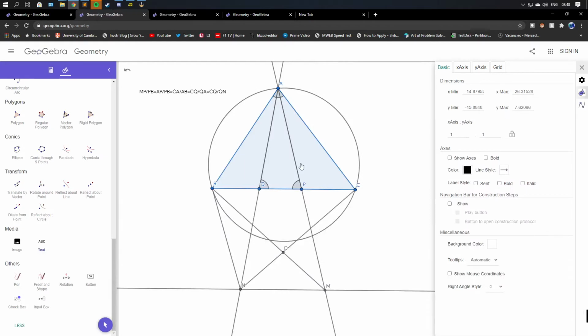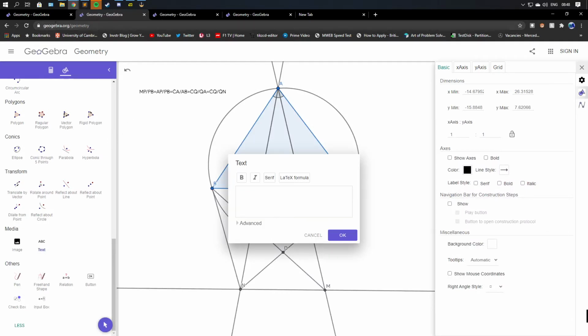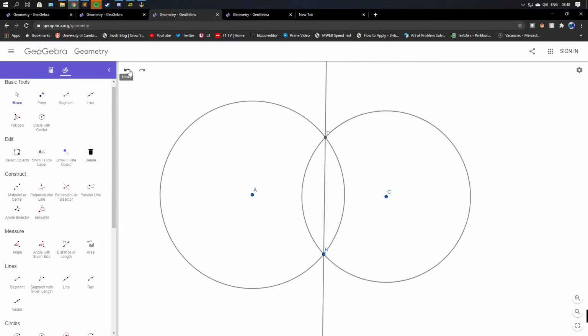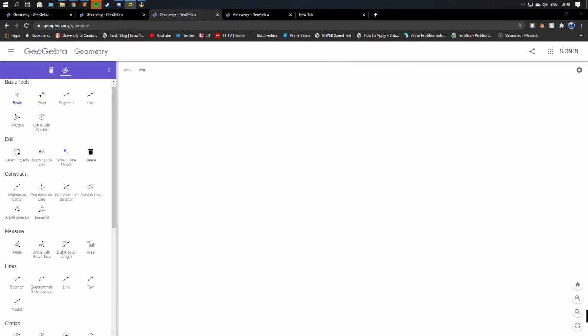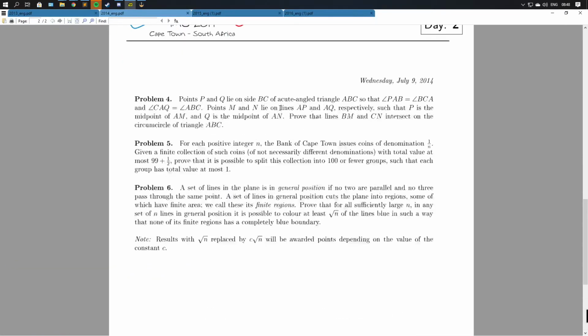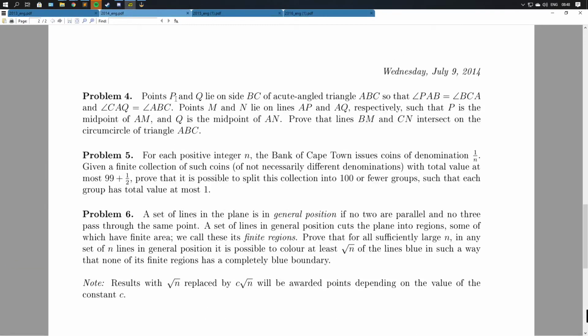This is, of course, our little radical axis thing. Okay, so let's actually start this one again. So this is going to be the 2014 problem 4. Let's just bring that up over here. So we have points P and Q lie on the side BC of an acute angle triangle ABC, so that PAB is equal to BCA and CAQ is equal to ABC, and points M and N lie on the lines AP and AQ respectively, such that P is the midpoint of AM and Q is the midpoint of AN. Prove that the lines BM and CN intersect on the circumcircle of triangle ABC.